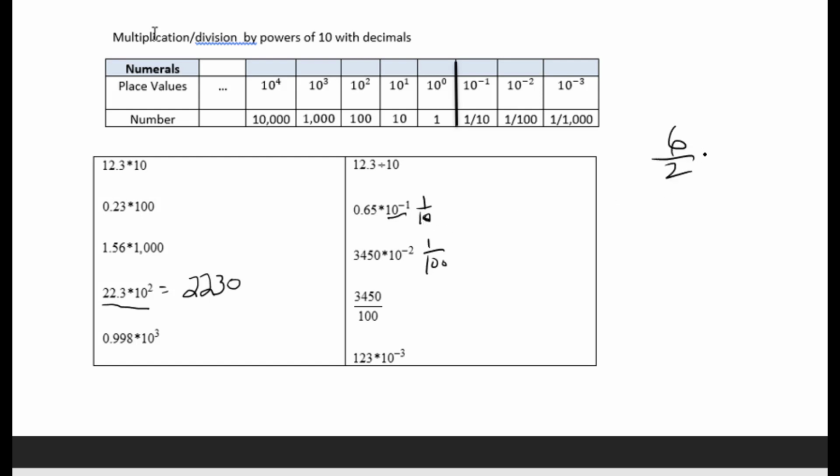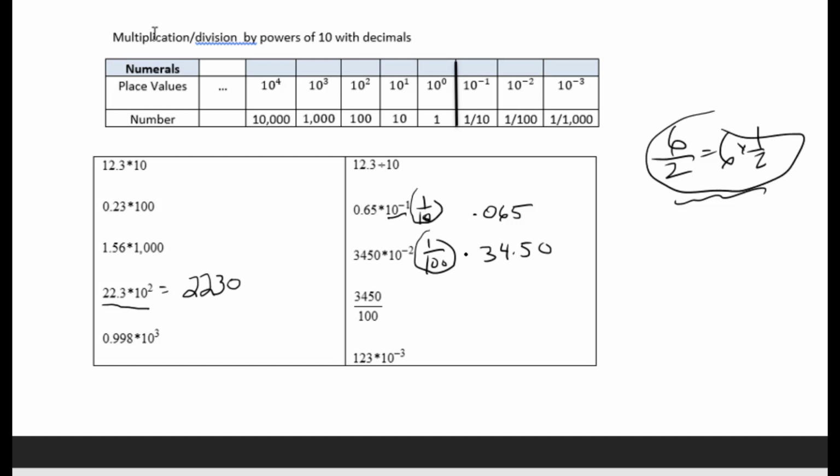6 divided by 2 is the same thing as 6 times 1/2. So this is going to move the decimal 2 places. 1 place here, 2 places here. So 0.65 times 1/10 is the same as 0.65 divided by 10. Move the decimal 1 place, I get 0.065. Here I'm going to move it 2 places, I'm going to get 34.50. All right, that's the main thing here, is understanding what this is here and this here.